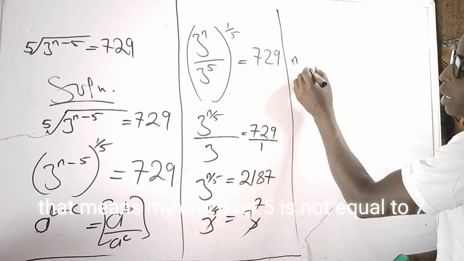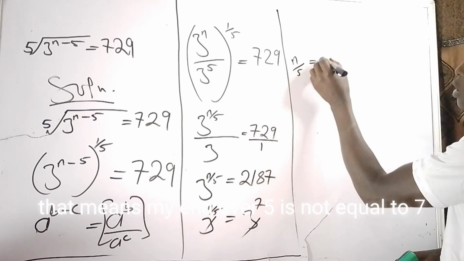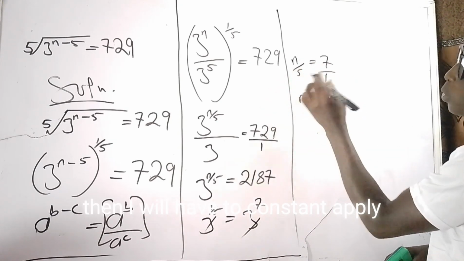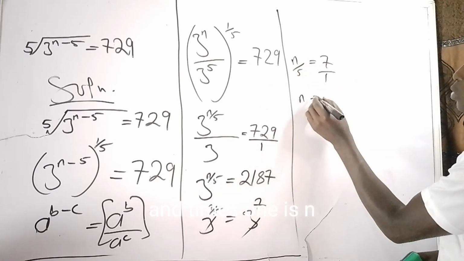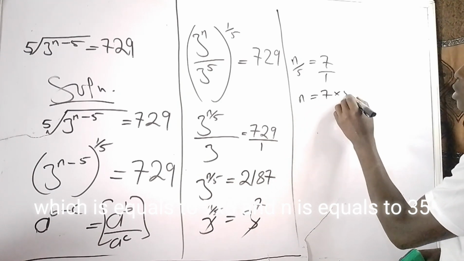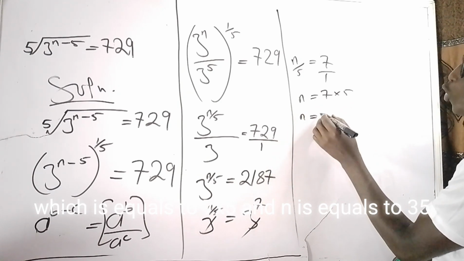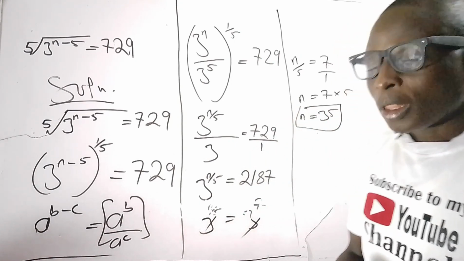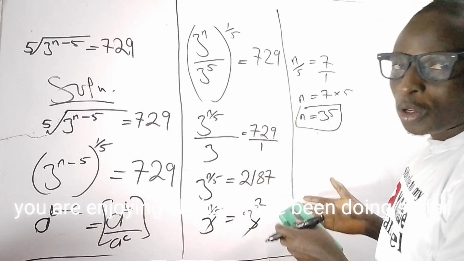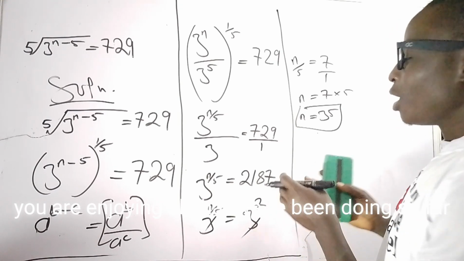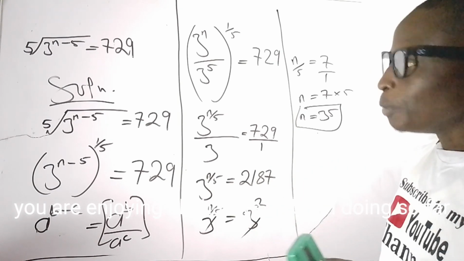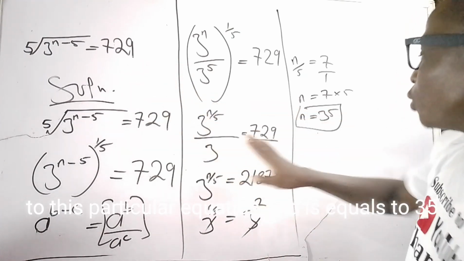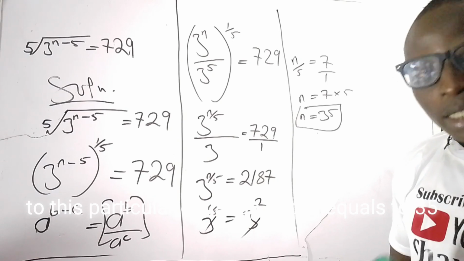That means n over 5 is now equal to 7. This 7 is over 1, so I will cross multiply. n times 1 is n, which equals 7 times 5, and n is equal to 35. My viewer, hope you are enjoying all that we've been doing so far. This is the solution to this particular equation. n is equal to 35.